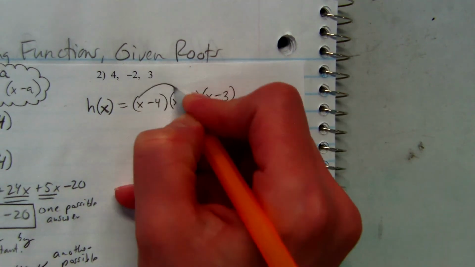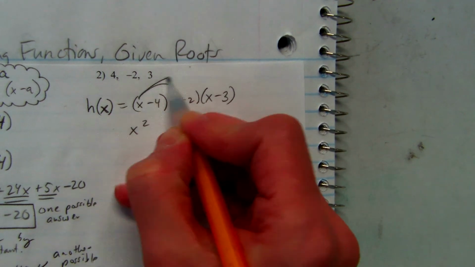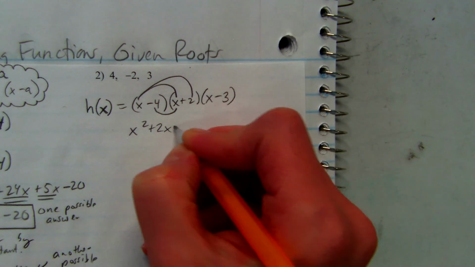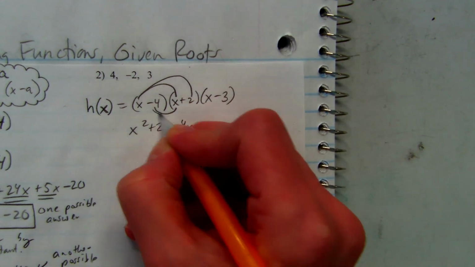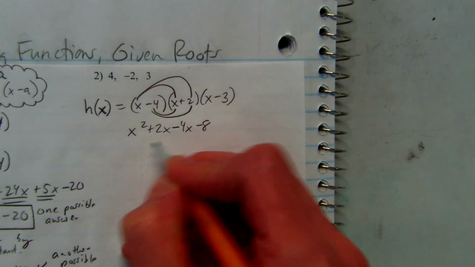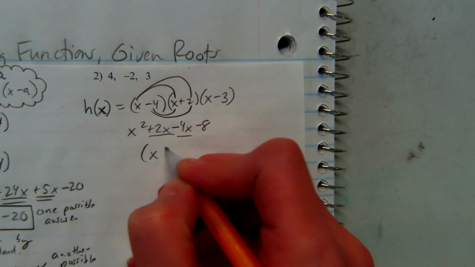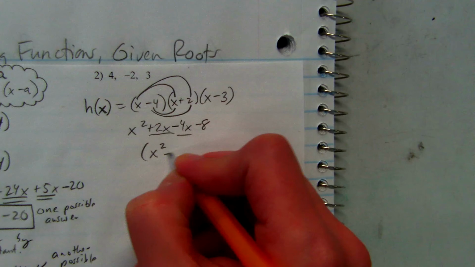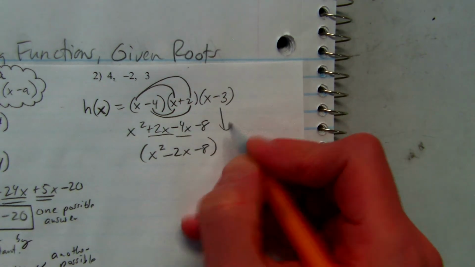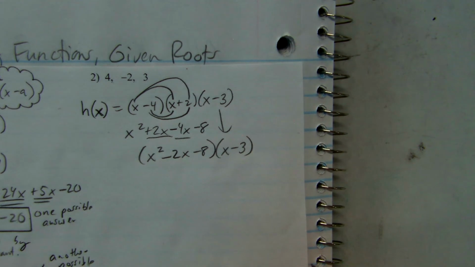So x times x is x squared. x times 2 is 2x. -4 times x is -4x. And -4 times 2 is -8. If I simplify that down, combine like terms, and put it back in parentheses, I will have x squared minus 2x minus 8. And then I still need to multiply that by x minus 3.